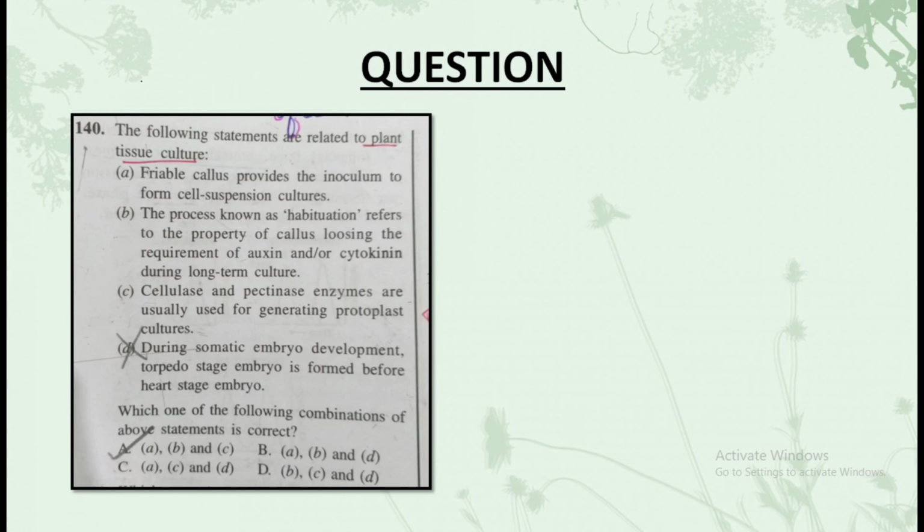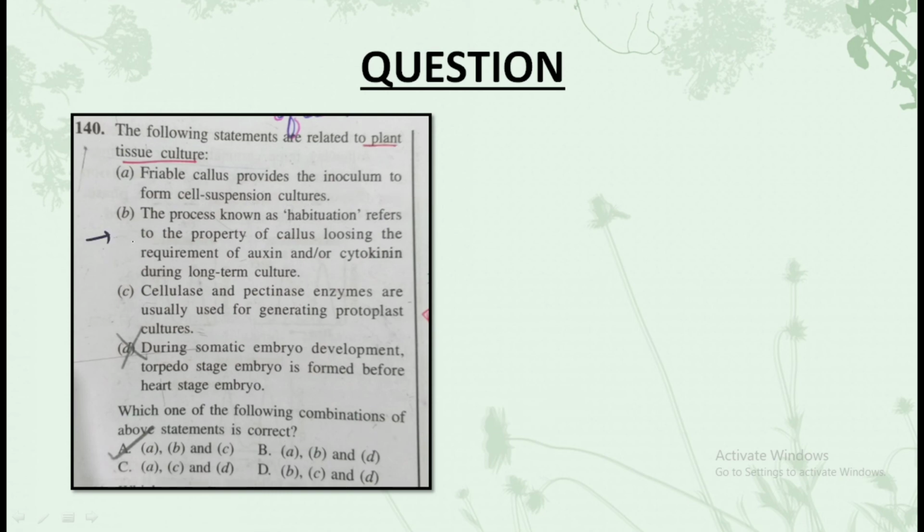Let's quickly discuss one particular question from the same. The question says that the following statements are related to plant tissue culture. We have to find out which of the following combinations of the statements is correct. We need to find out the correct combination. The first statement says that the friable callus provides the inoculum for the cell suspension culture. So it is a correct statement as the callus provides the medium for the cell suspension culture also.